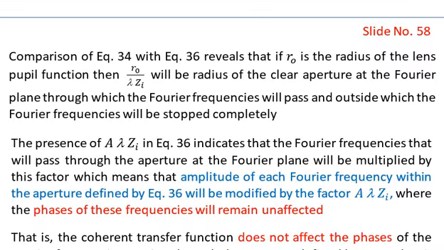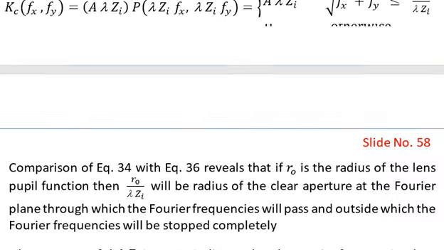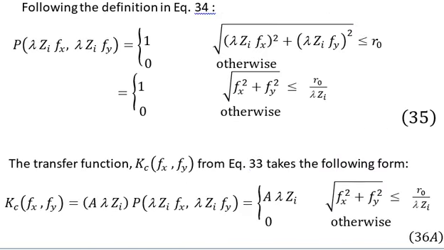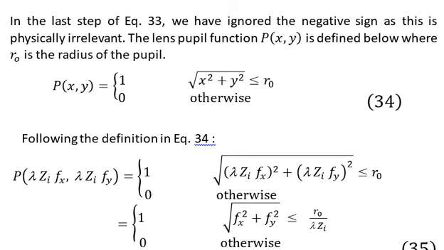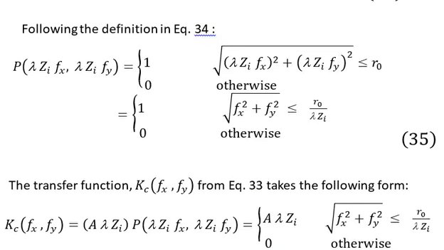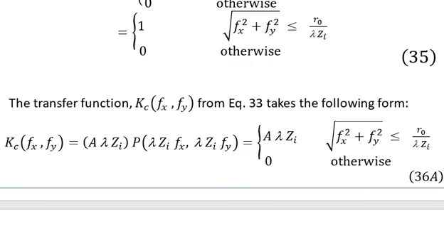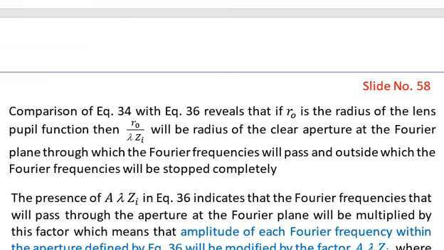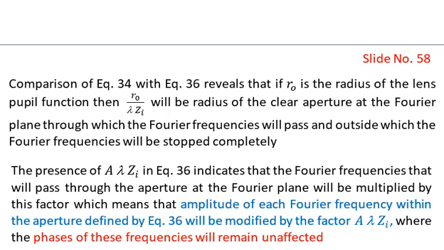Now if we compare equation number 34 with equation number 36a, here we are using the radius r0 in equation number 34, and in equation number 36 we are using the radius r0 over lambda zi in the Fourier plane. So comparison of equation number 34 with equation number 36 reveals that if r0 is the radius of the lens pupil function, then r0 over lambda zi will be the radius of the clear aperture at the Fourier plane through which the Fourier frequencies will pass and outside which the Fourier frequencies will be stopped completely.